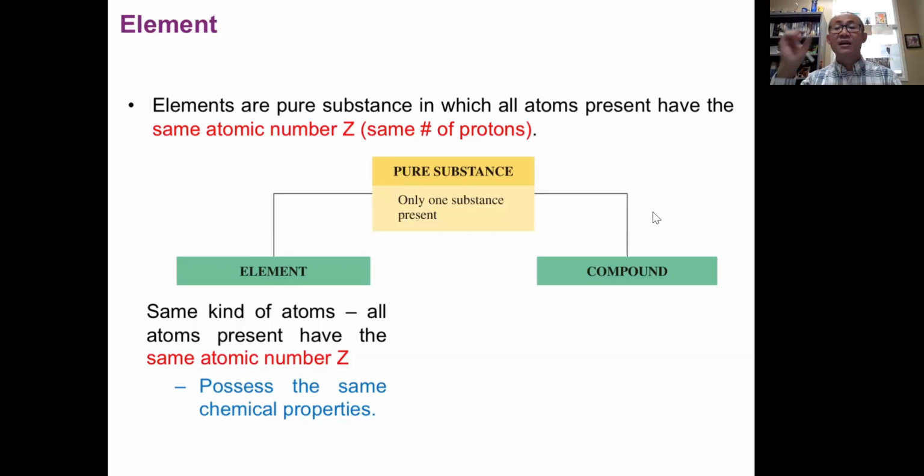That is why in our periodic table, the elements are arranged in the order of increasing proton numbers. Each element has a specific proton number, which we call the atomic number.